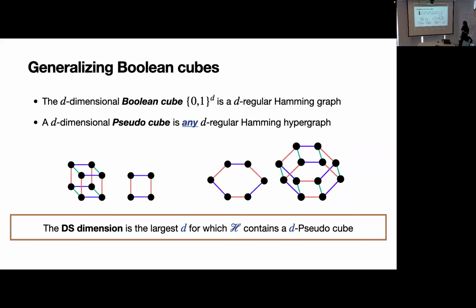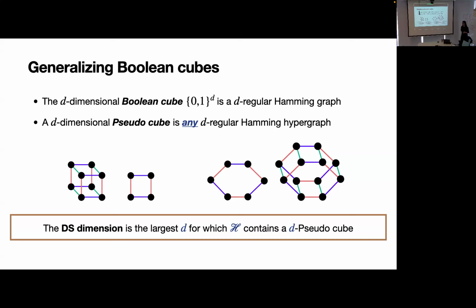The DS dimension is the largest number d such that, when restricting the class to those d data points and constructing the Hamming graph over them, you get a graph that contains a d-dimensional pseudocube. So maybe you can see that if there are only two labels, this is exactly analogous to the VC dimension. You get the Hamming graph and a Boolean cube.